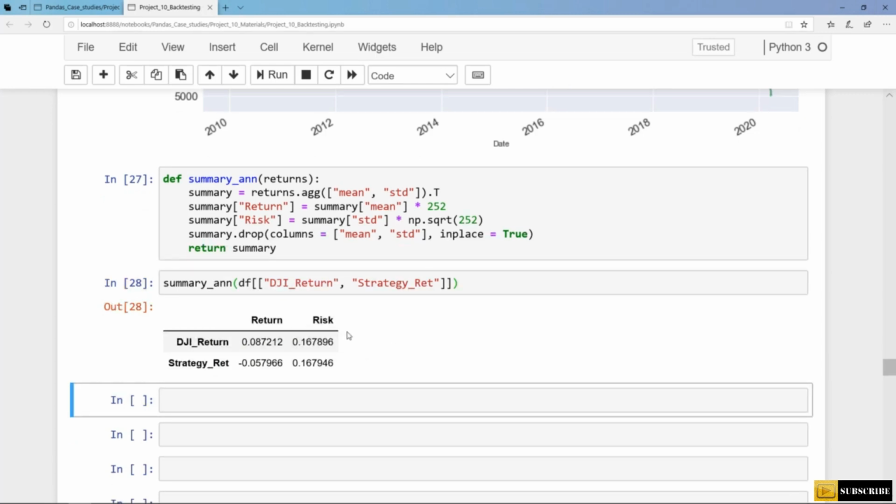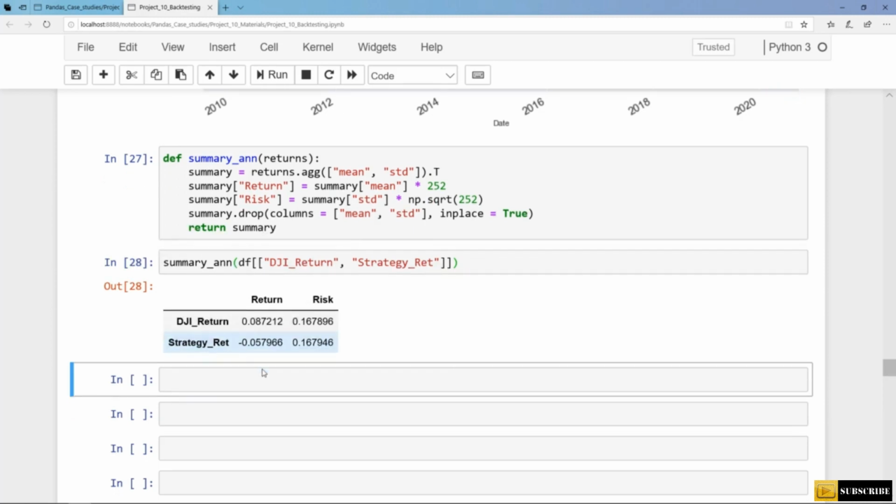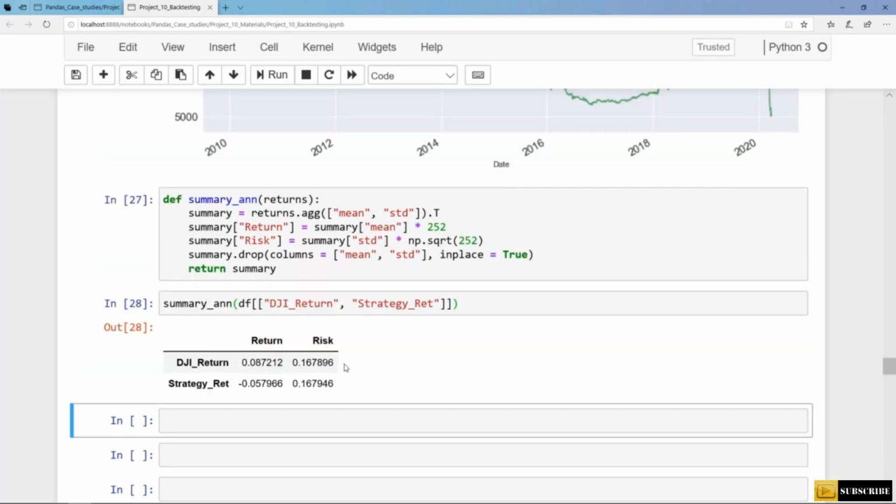And essentially the risk is the same, but our strategy clearly underperformed in terms of return. So on an annualized basis, we have a return of -5%. And in the same period, the Dow Jones Index, so buy and hold, returned 8.7% per year. So the key finding here is that our simple momentum strategy clearly underperforms a basic buy and hold strategy. And therefore, we can conclude that this is not a beneficial long-term strategy.